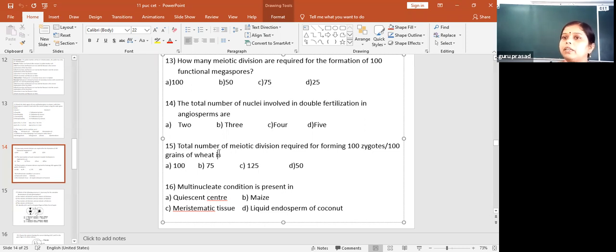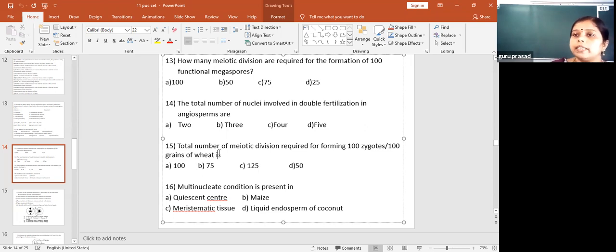In maize we don't see a multinucleated condition. In meristematic tissue there is no multinucleated condition. What is this quotient center? Where is the quotient center found? Write down: quotient center is nothing but a group of 1000 cells found in the root tip of the vascular plants. It is called the quotient center.